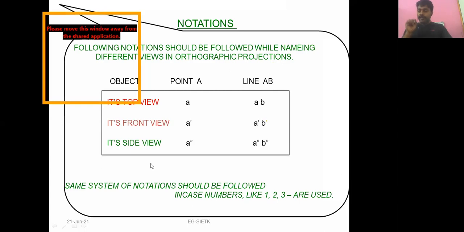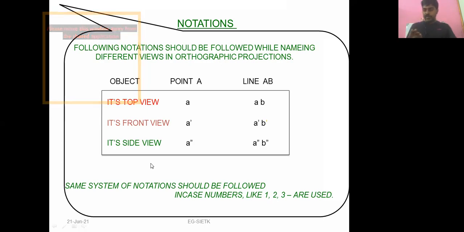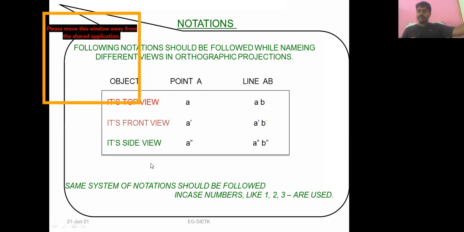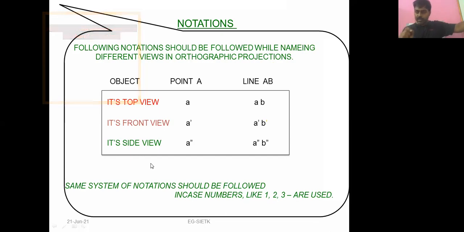Next, in the side views, it is always represented by small a double dash, two lines on top, double dash, b double dash, c double dash, like this. But please remember this side view concept may vary. Don't worry, when we go for the problems, we'll see at that time. But please remember, front view and top view will always be represented by these particular methods only.